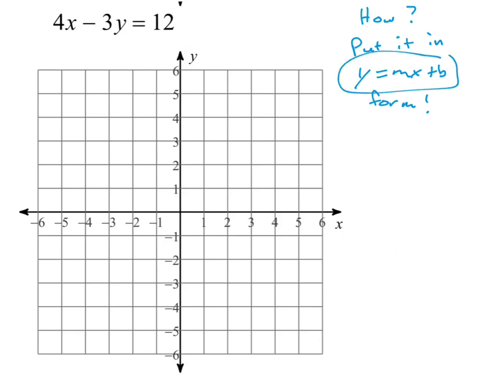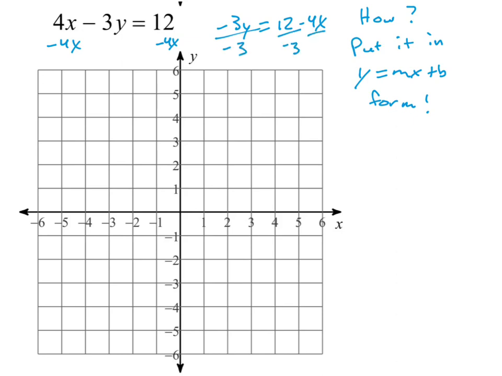You just change it so it looks like this, which requires you just to move the x part over to the other side, and then you get rid of what's in front of y. And so you can just take 4x and subtract it off. Subtract some 4x. And I'm going to rewrite that here. We're going to get negative 3y equals 12 minus 4x. And then you can divide by negative 3.